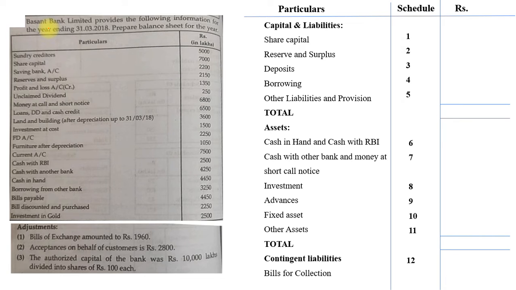And the next thing is they are giving you adjustments. Bill of exchange amounts to 1960. Acceptance on behalf of customers are given. And authorized capital of the bank was also given to us. Okay. Now, the very first schedule under our balance sheet format is based on share capital. So now let us see what all things can come under share capital. So let us start with schedule number one.